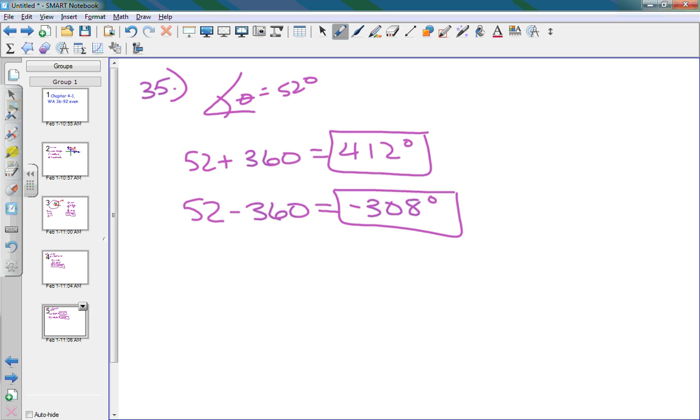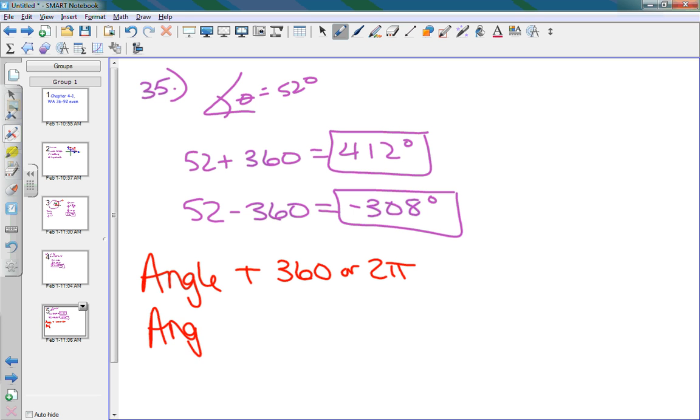So, if you need to, write on your paper, angle plus 360, or 2 pi, whichever it is, and then angle minus 360, or 2 pi. Do we all understand that, yes or no? That's what coterminal means.